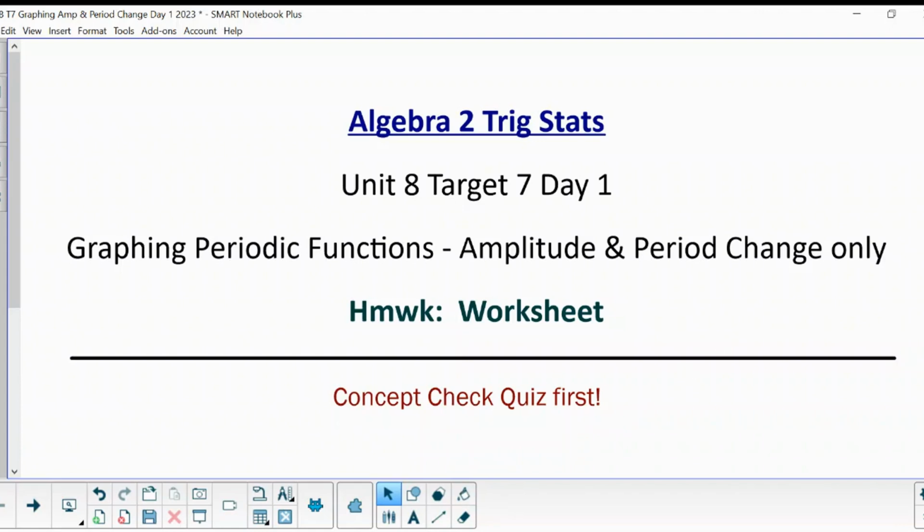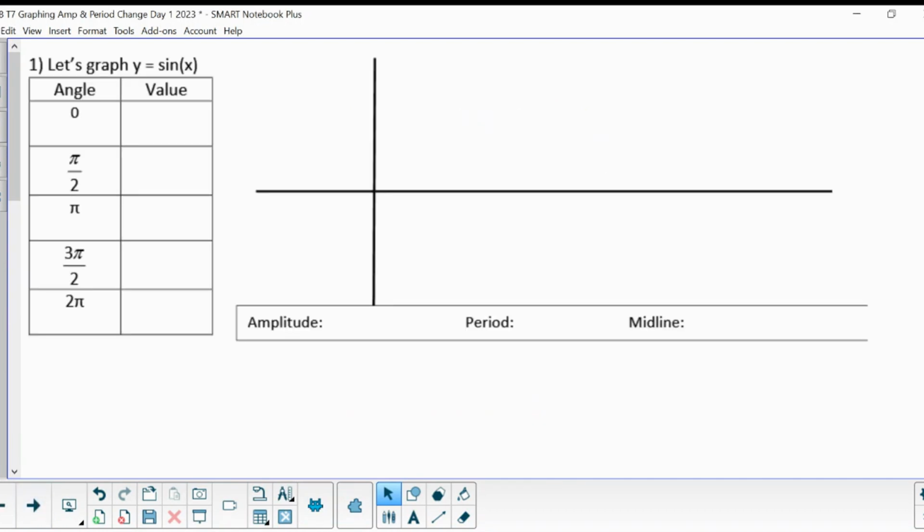Hi everyone. Today's lesson is about graphing periodic functions, specifically just focusing on amplitude and period change. And so when you're done with that, you'll have a homework worksheet. All right, so we're going to start by graphing the trig function sine.